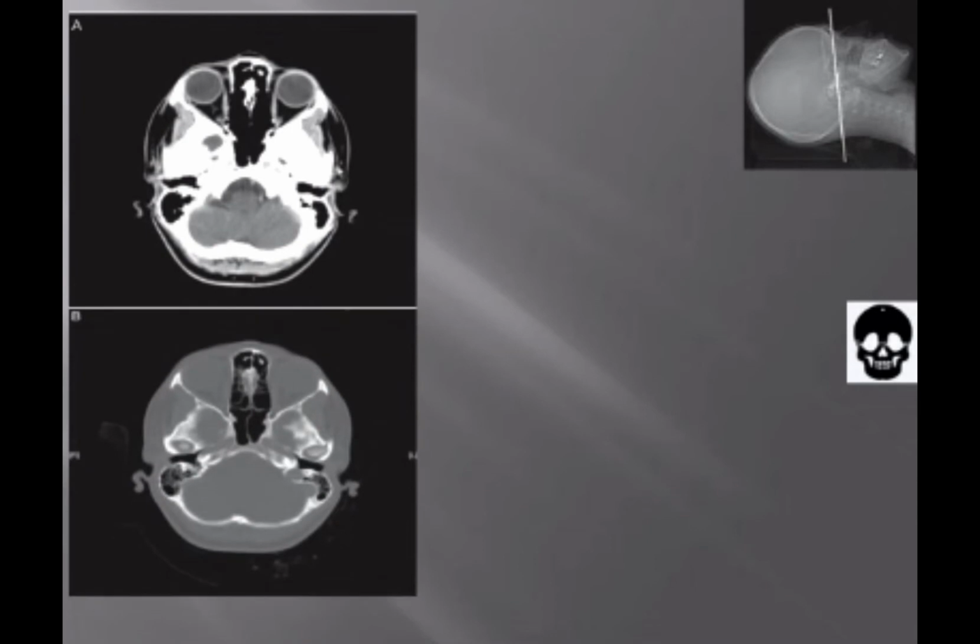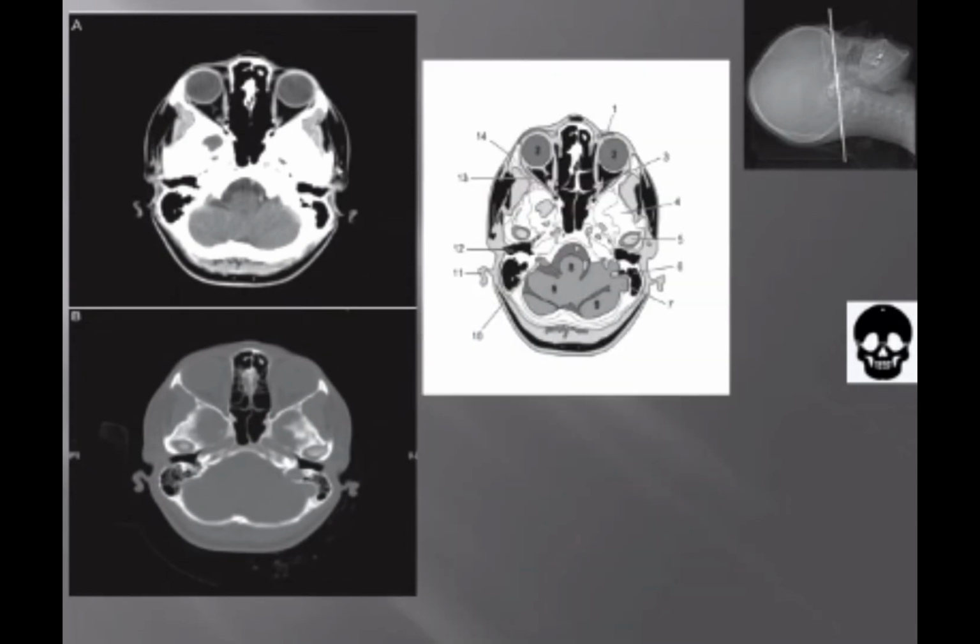Okay, second image of cross-sectional anatomy. Number 1 is the medial rectus muscle. Number 2 is the globe of eye. Number 3 is optic nerve. Number 4 is the sphenoid bone, greater wing. Number 5, mandibular condyle. Number 6, mastoid air cells in left temporal bone.